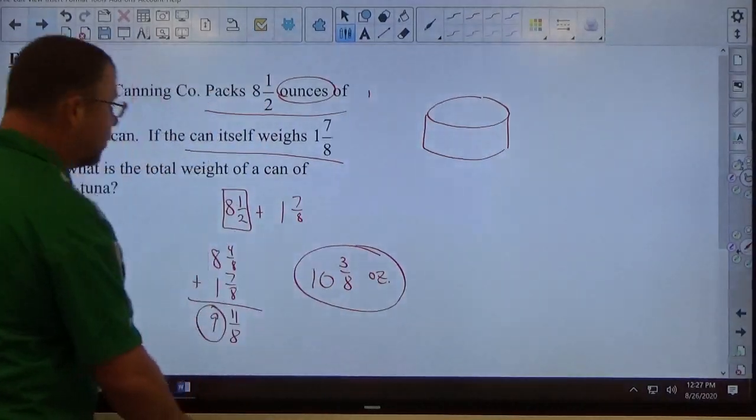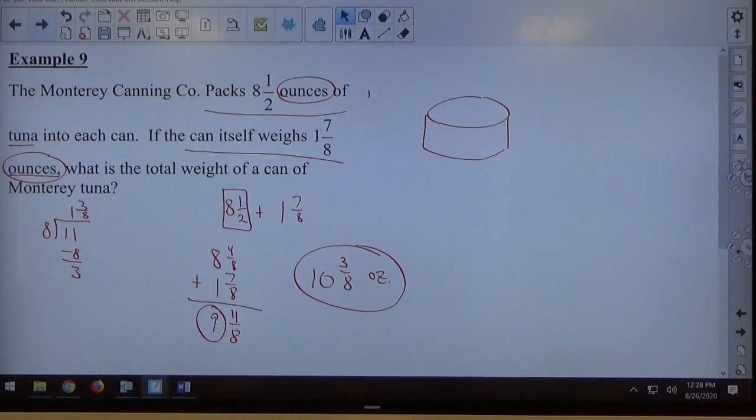So every can of tuna for the Monterey Canning Company would weigh 10 3/8 ounces per full can of tuna.